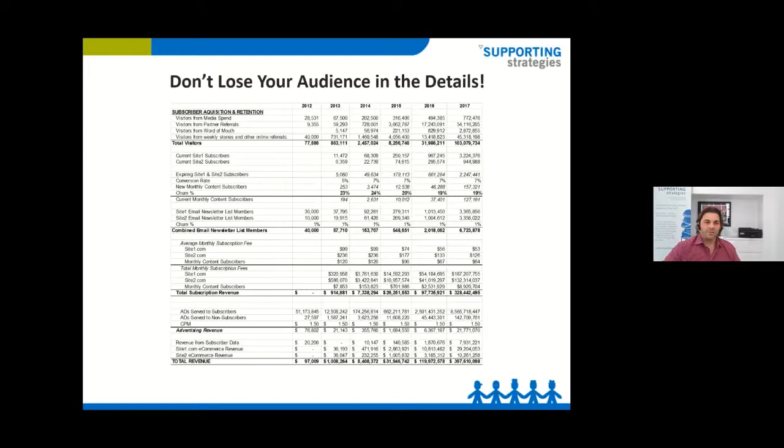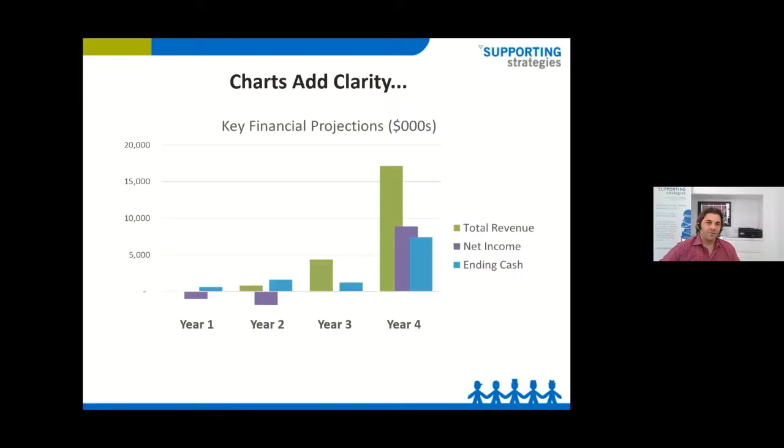Nobody wants to be squinting at a screen trying to read these numbers, and you certainly don't want your audience to be focused on a bunch of numbers like this as opposed to listening to what you're sharing. So a chart can add a lot of clarity.